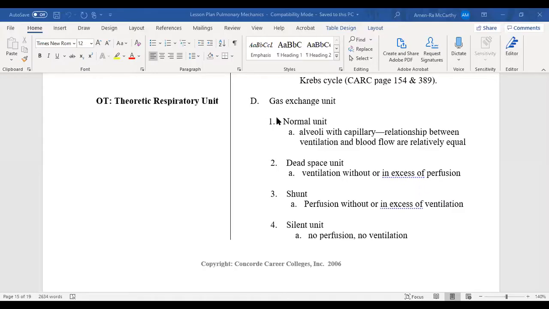So it's saying it can be in excess of. It doesn't necessarily have to be no ventilation at all. It just means if the perfusion is way in excess of the ventilation, that's a shunt.